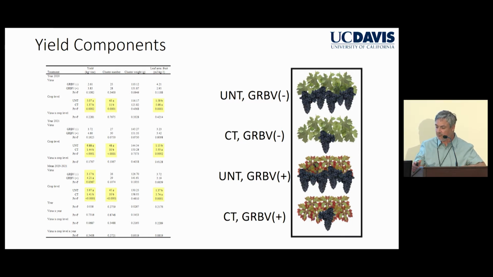However, you see for virus status, there was not a significant difference within a year. So if you look at 2020, the relationship was not significantly different, although red blotch positive vines had slightly more yield, not significantly different. And then the same trend we observed the following year in 2021, where slightly more yield from red blotch vines, but was not significantly different. So again, these were the data from 16 vines in the trial.